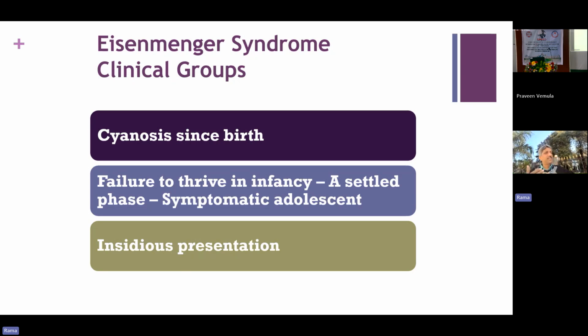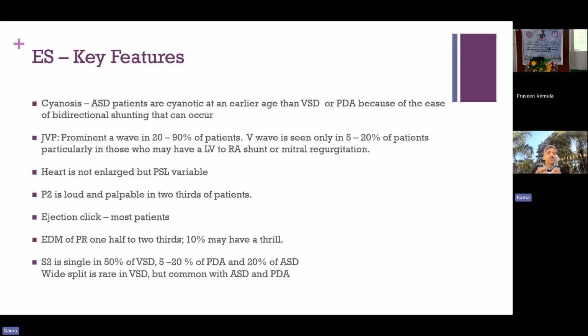Some of these conditions, like the single ventricle physiologies or the complex physiologies, may present with cyanosis since birth. The TGA VSD PH, for example, can present with cyanosis since birth, but they become Eisenmenger very early, and they generally die by around 10 to 20 years of age. So adulthood survival is uncommon in these conditions. ASD is cyanotic at a later age with the same amount of PH. The JVP is predominantly A wave, seen in around 20 to 90% of adult patients.